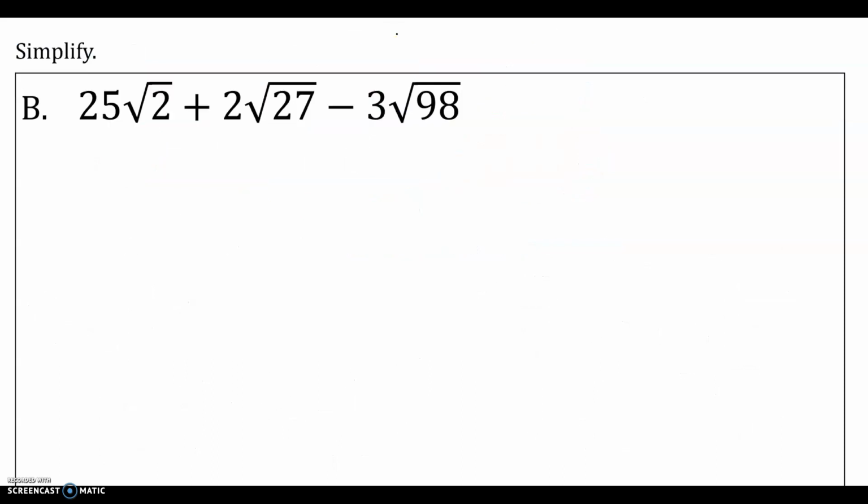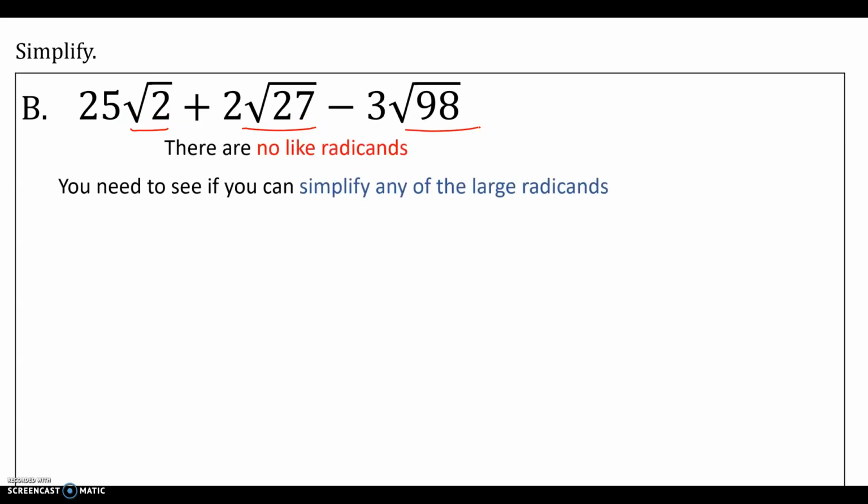All right, and I have one more. So let's look at this one. Obviously, you see 0 like radicands because I see radical 2, radical 27, radical 98. So there are no like radicands. Obviously, we're going to have to simplify those large ones. So this one is good. Looks like we need to break up 27 and 98.